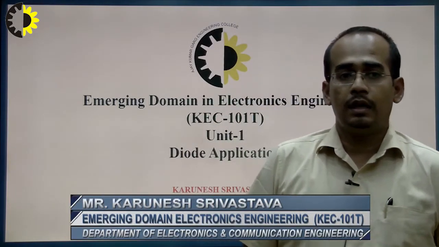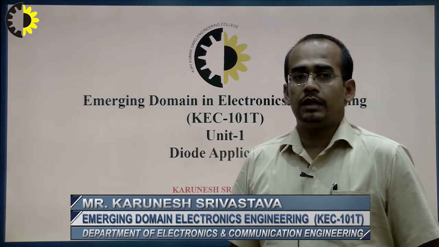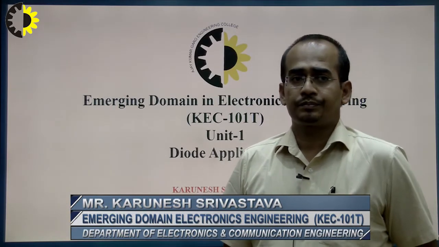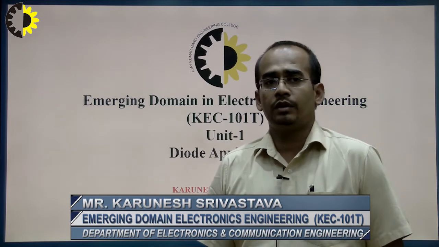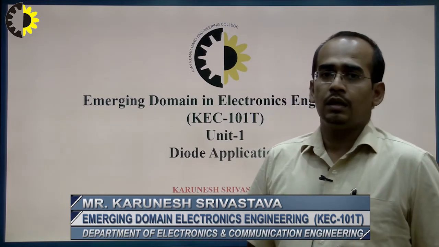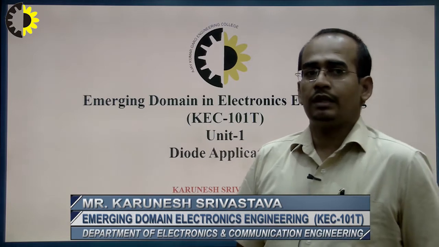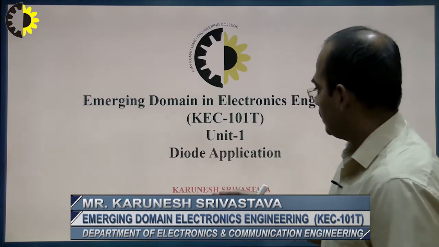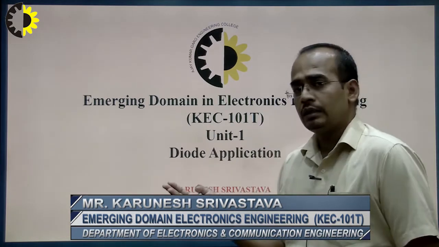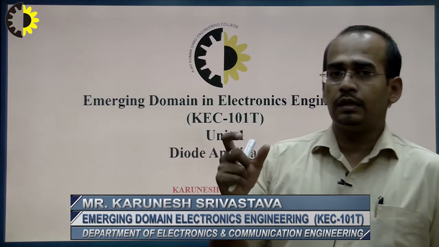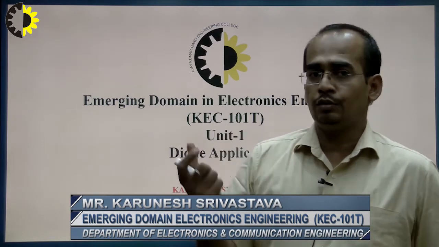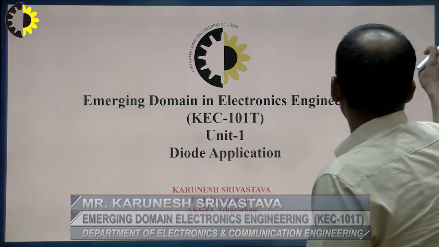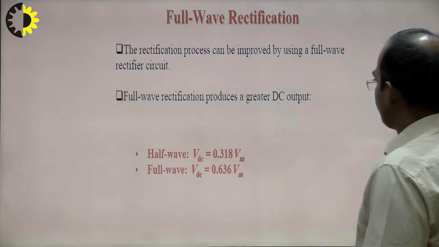Hello everyone, in the previous lecture I discussed the half wave rectifier, in which I told you that the efficiency of the half wave rectifier is less and the ripple factor is high. So, for improving the efficiency and reducing the ripples at the output of the rectifier, the full wave rectifier is used. There are two types of full wave rectifier.